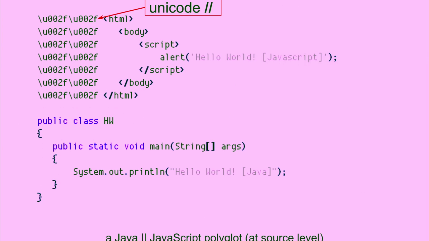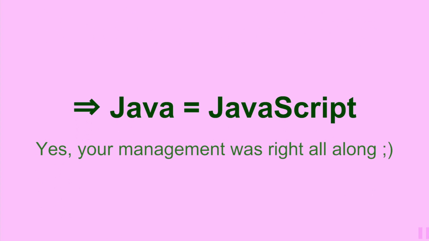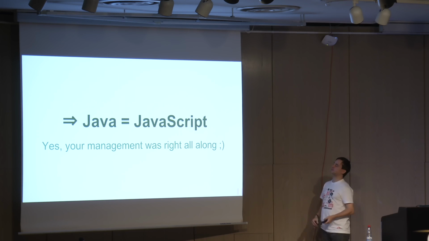So, oh yeah, a few other interesting polyglots. Java and JavaScript, so it's two sources of JavaScript. You are using the source parser of the Java compiler. Yeah, so it's Java and JavaScript in the same source file. Or you can do the same at binary level, so that you can tell your friends that Java is equal to JavaScript, and yes, now it's proved.